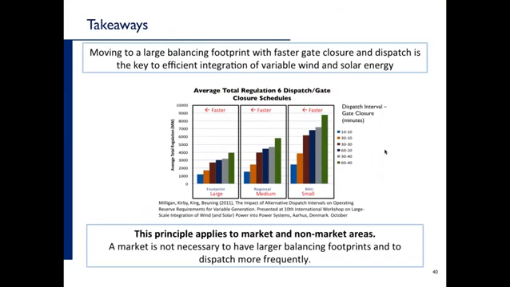And so the principles of large balancing regions and fast dispatch, I think, apply universally, but there may be differences in how different countries want to achieve that. And I hope that this has given you some ideas of alternative pathways. There's no single right way to do it. We've seen examples of different types of evolution, and I expect that we're going to continue to see differences in the way that countries evolve.